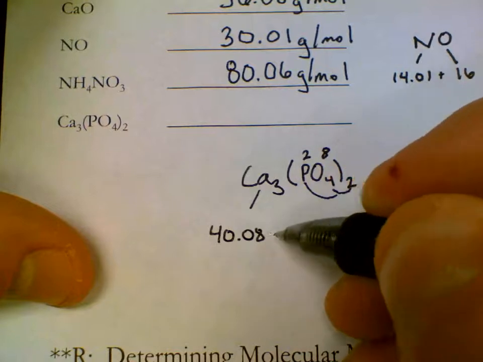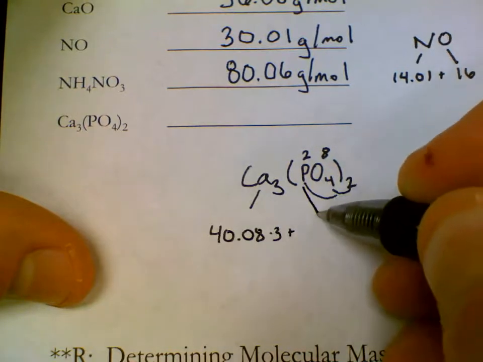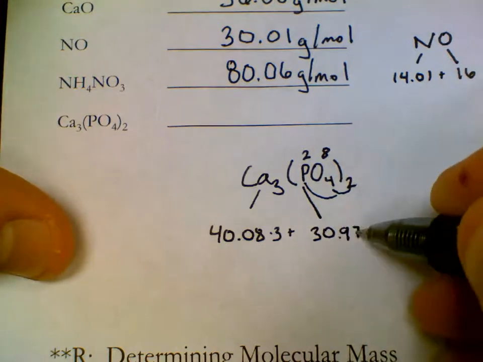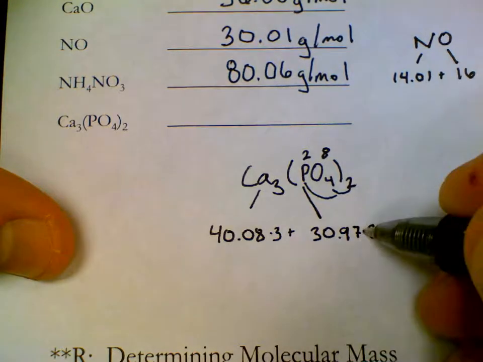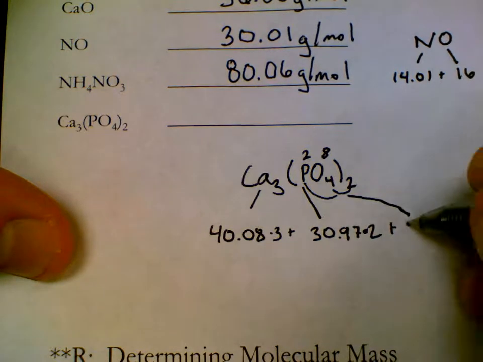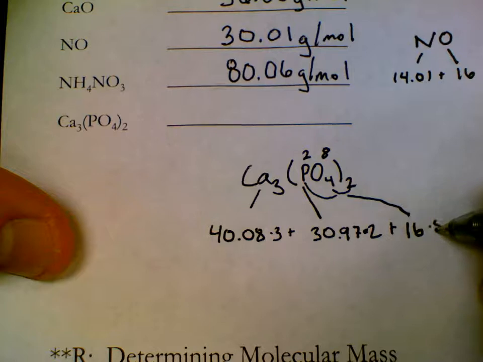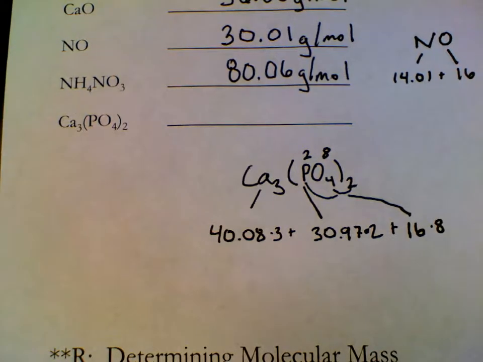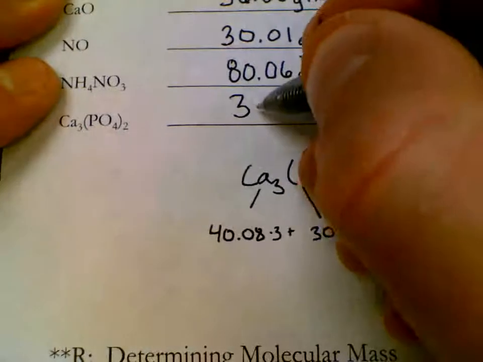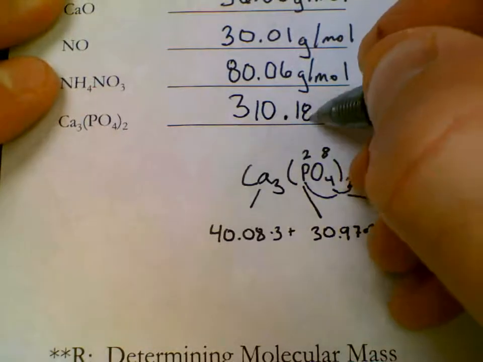40.08 times 3 plus 30.97 times 2. And then lastly, 16.00 times 8. We're going to take those values, plug them in, for a final value of 310.18 grams per mole.